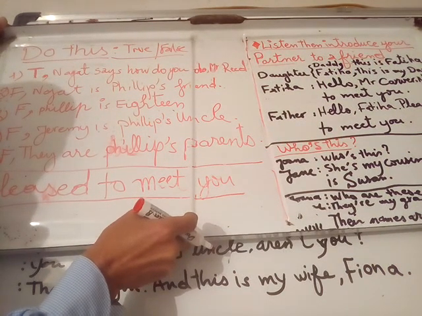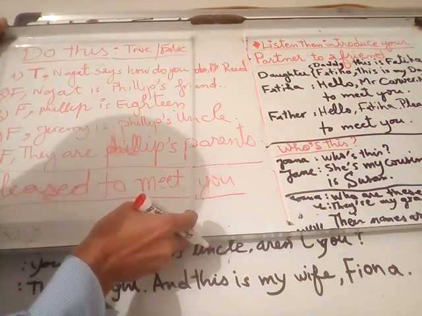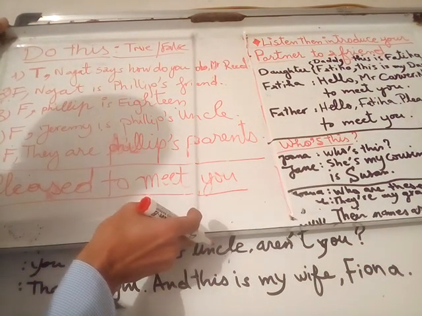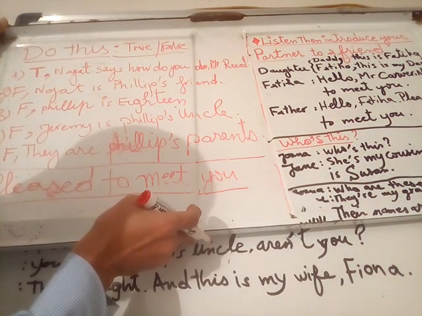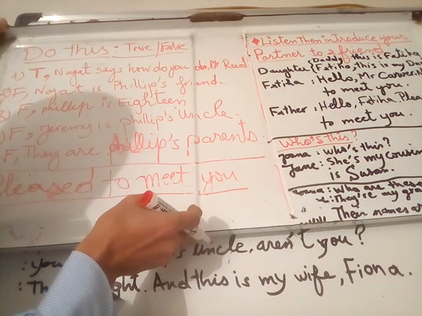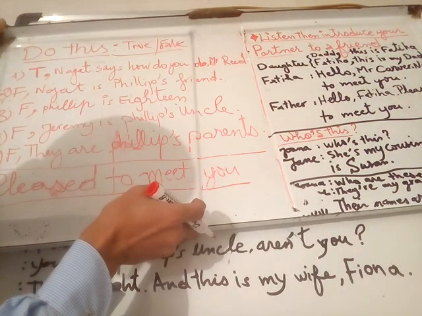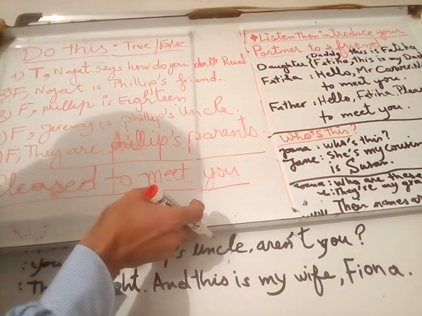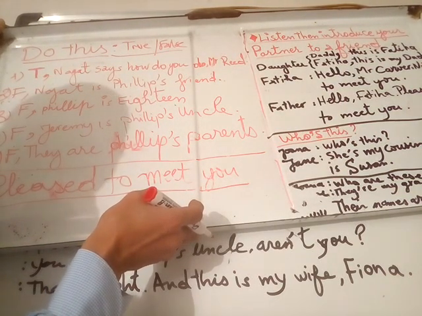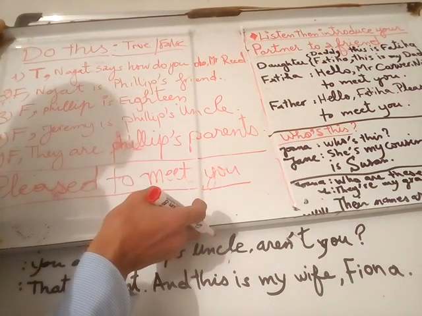We have to say and justify whether those statements we have got on page 27 are true or false. Number 1. Philip's father is called Mr. Reed. Najat says, how do you do, Mr. Reed? So this is true. Number 2. Najat is a member of Philip's family. That's false. Najat is Philip's friend, only his friend, and not a member of his family.